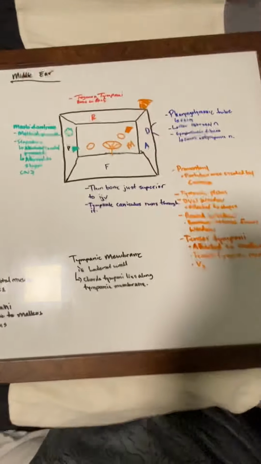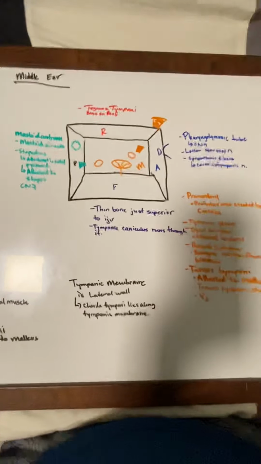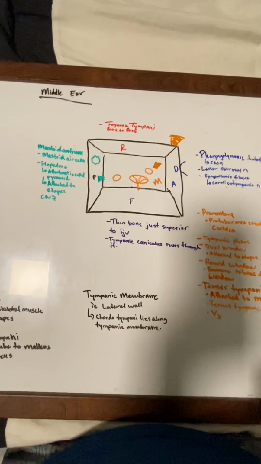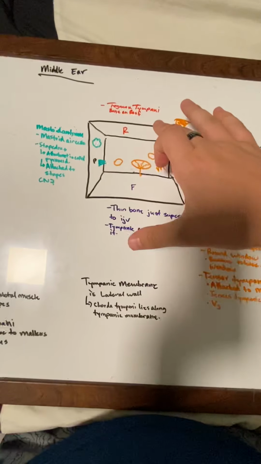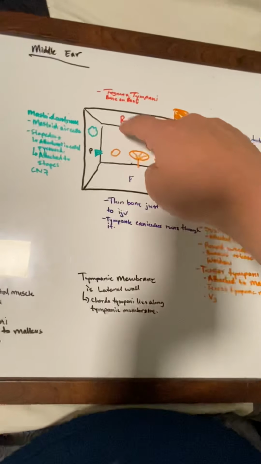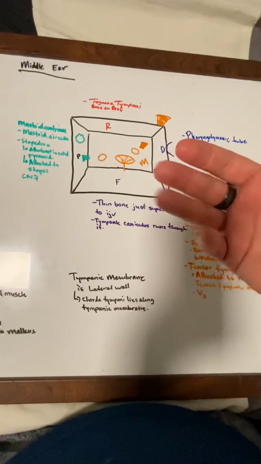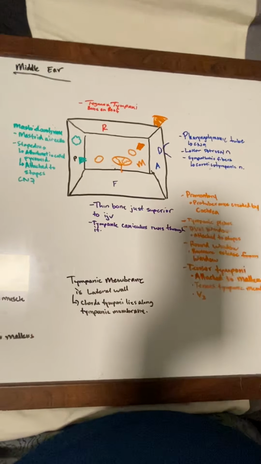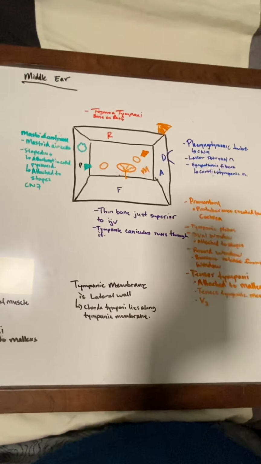So here is the dreadful box that we talk about. Here's the roof. Here's the floor. Anterior portion, posterior portion, medial, and then we can't see the lateral. We're looking through it. So we'll start with the roof.